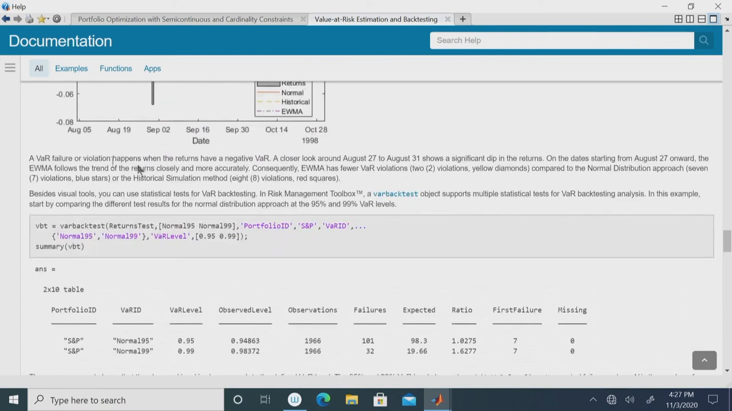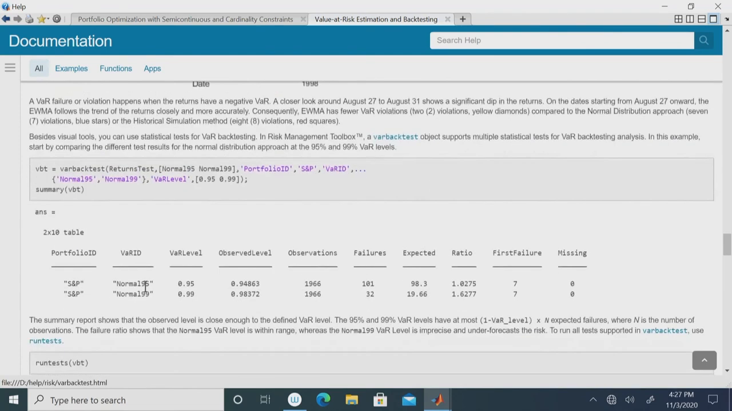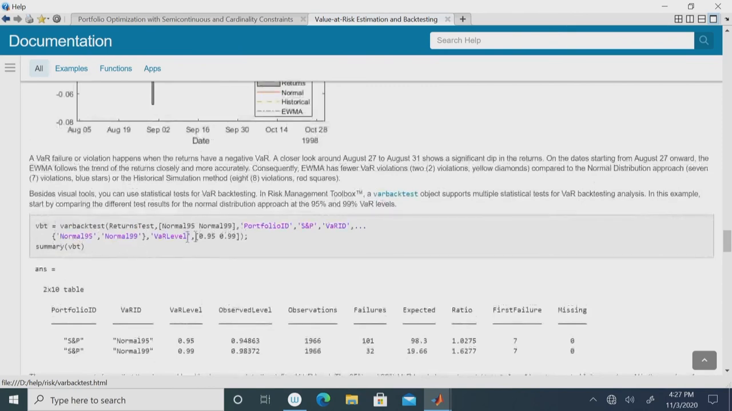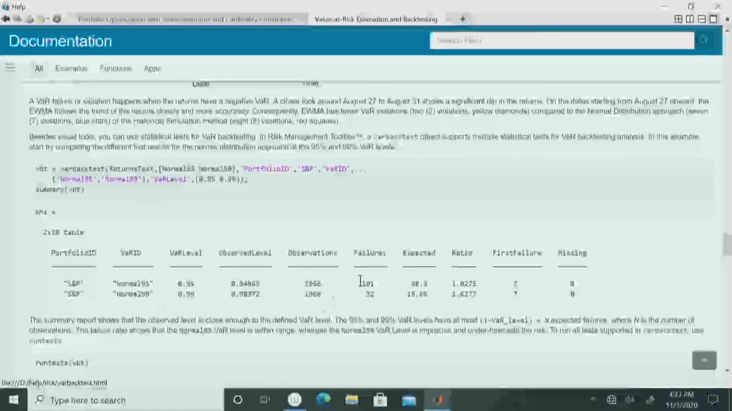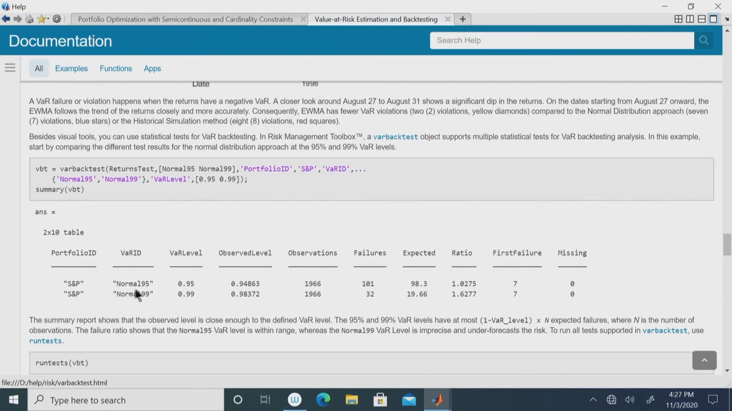The remainder of this narrative gives you the detail of the violations. When this is carried out over a larger period of time, calculating this value for the entire period, you will see a number of failures. At the 95% level, using 1966 observations, that means the entire timeline, there were 101 instances of failure, and in case of the 99% interval, there were 32 instances of failure.